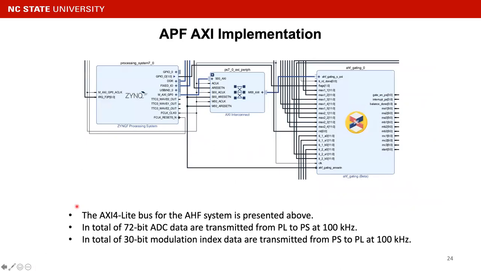Now, here's the AXI interface implementation for the active power filter. On the left block here, we have our processing system. And then on the right, we have our controller block. We use the AXI interconnect block here to connect those two together for data transmission. In total, 72 bits of ADC data are transmitted from the PL to PS at a 100 kilohertz rate. And a total of 30 bits of modulation index data are transmitted from the PS to PL at the same rate.